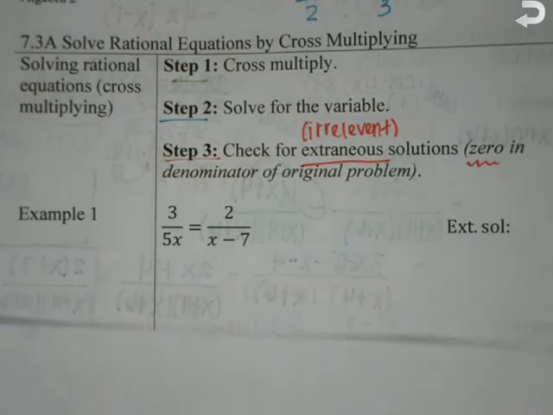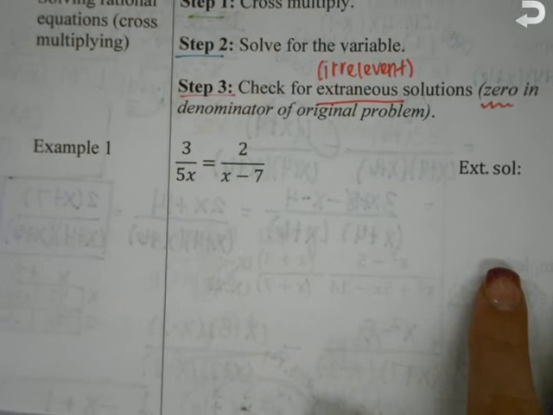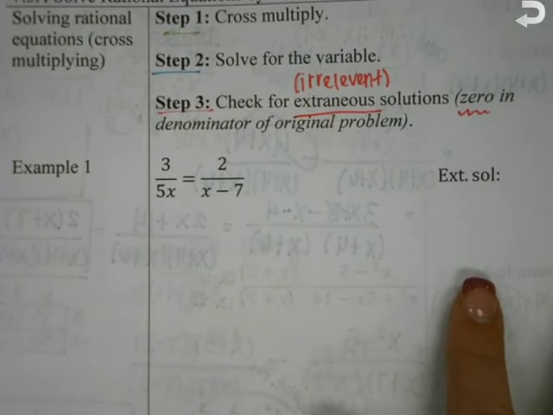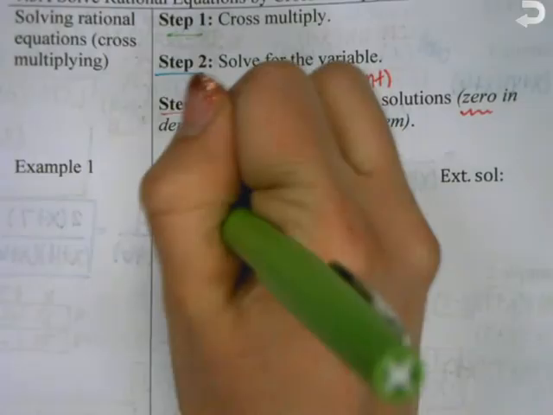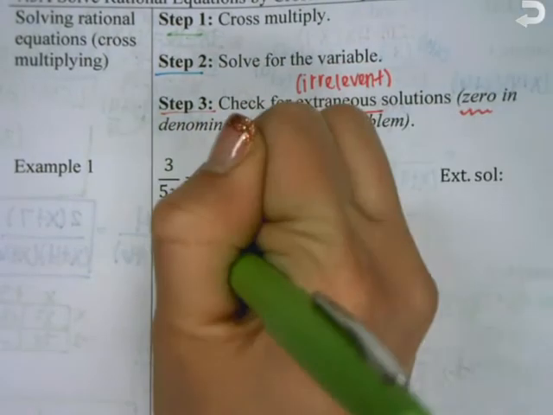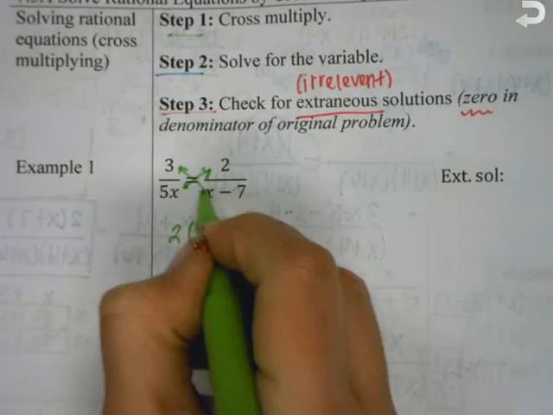Okay, example 1. 3 over 5x equals 2 over x minus 7. So first thing we have to do is we're going to cross multiply. So we have 2 times 5x equals 3 times x minus 7.